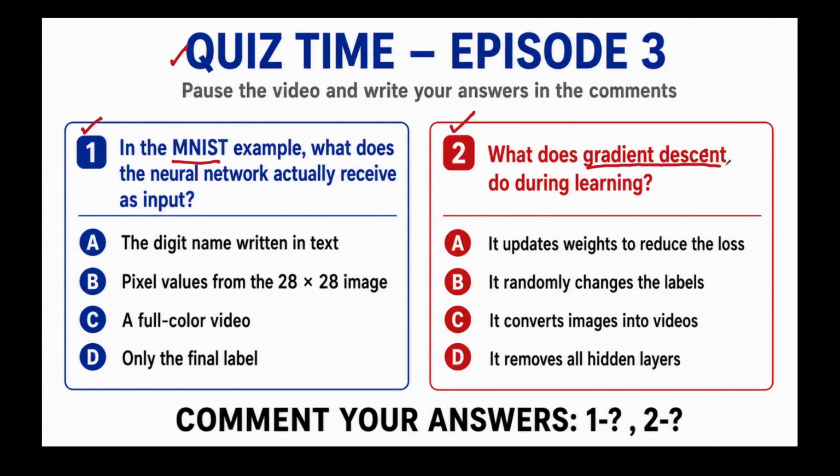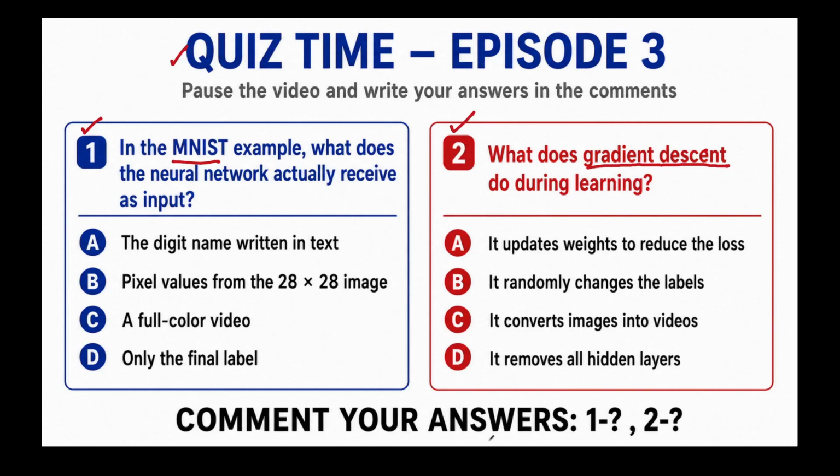Question number 2. What does gradient descent do during learning? Option A, it updates weights to reduce the loss. Option B, it randomly changes the labels. Option C, it converts images into videos. Option D, it removes all hidden layers. Write your answers in the comment section.